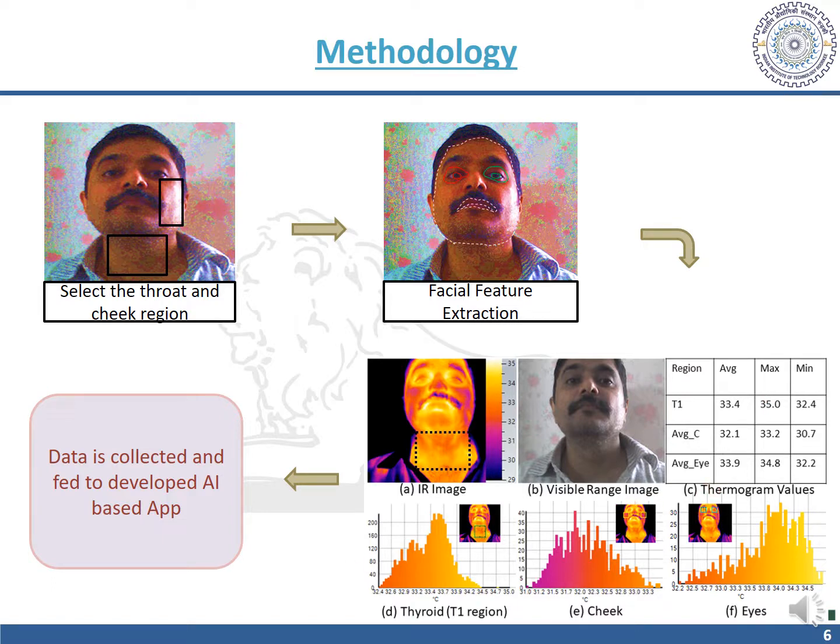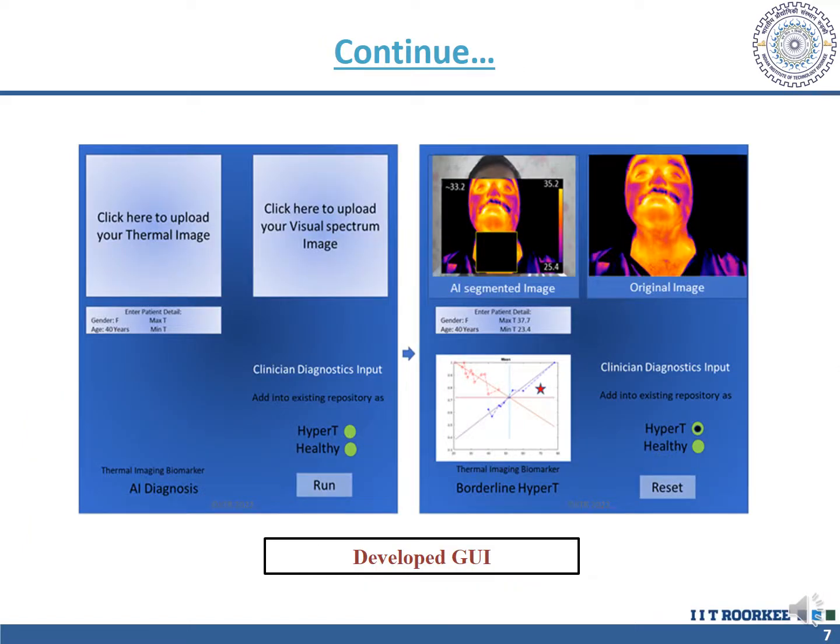After this data collection, we fed all the data to our developed AI based app, which is here. The user or clinician will have to upload a thermal image here. This is how the GUI or graphical user interface looks like. Here the clinician will have to upload the thermal image, and then the visual spectrum image here. After clicking on this run button, it will show a graph like this. This graph will conclude whether the person lies in the category of hyperthyroid or healthy.